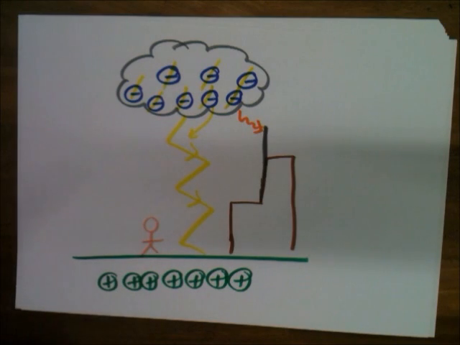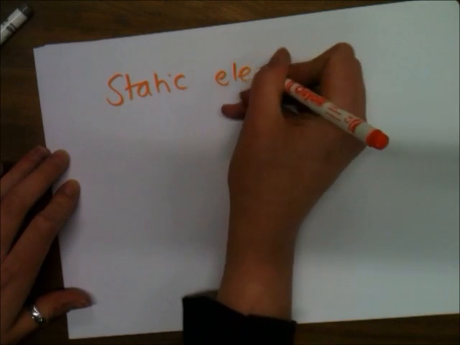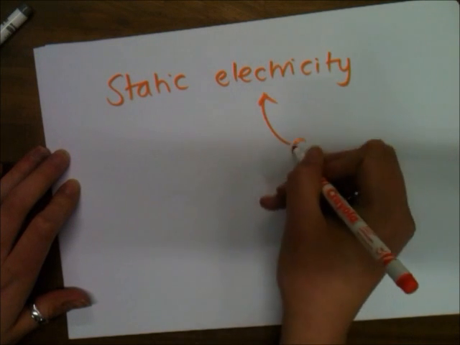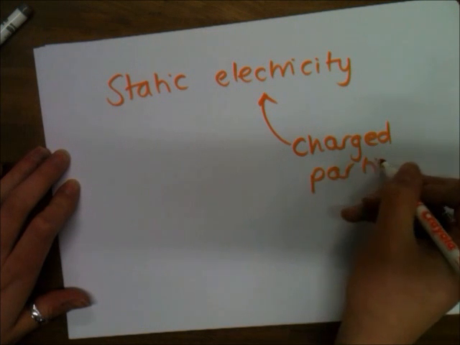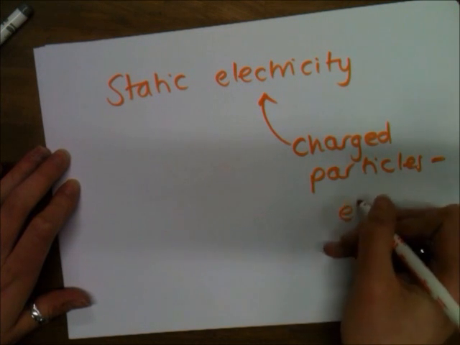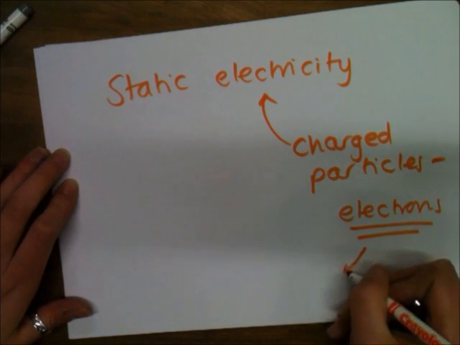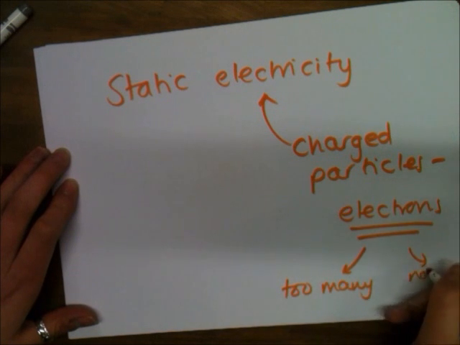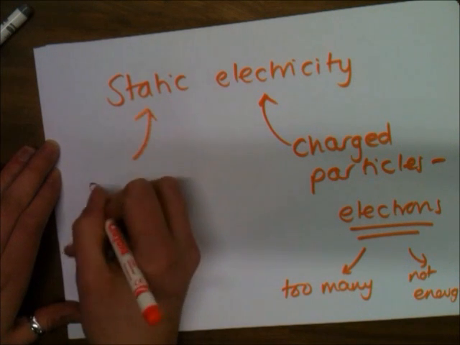So, key points. Static electricity. Now, because it's electricity, that means we're talking about charged particles. Because that's what electricity always needs. And we basically are talking about electrons. Either too many or not enough. They're also static. That means they're not moving.